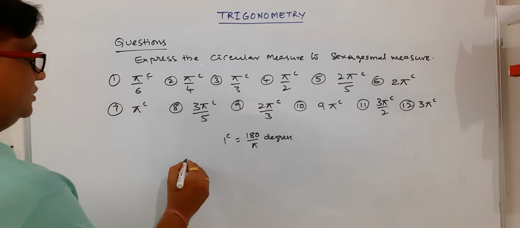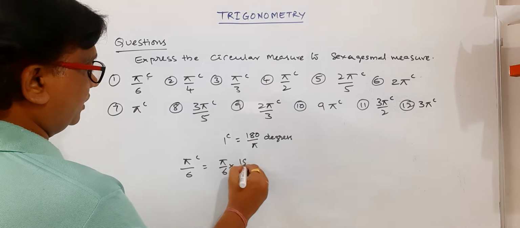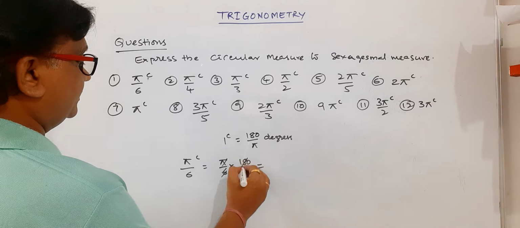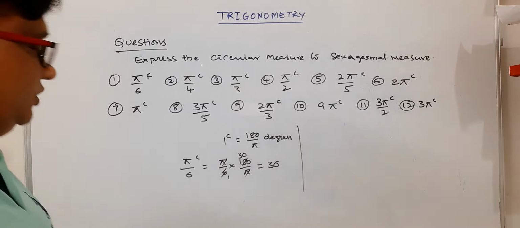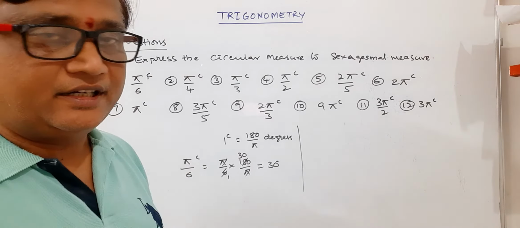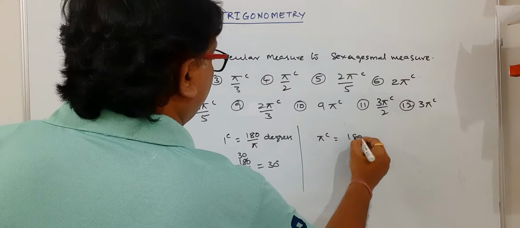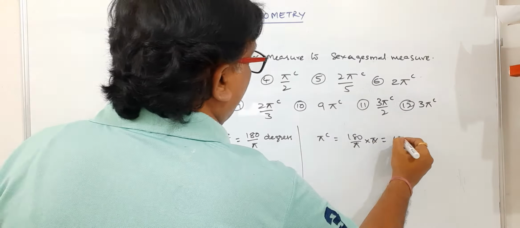That means pi by 6 radians is pi by 6 into 180 by pi. Pi cancels, so 6 ones are 6, 6 thirties are 180, so 30 degrees. Sometimes people do it like this: pi means 180 degrees. Actually, pi radians means 180 by pi into pi, so pi cancels and it is 180 degrees.